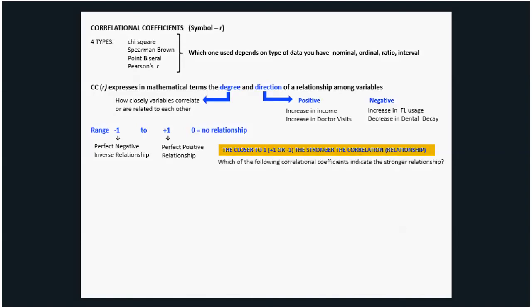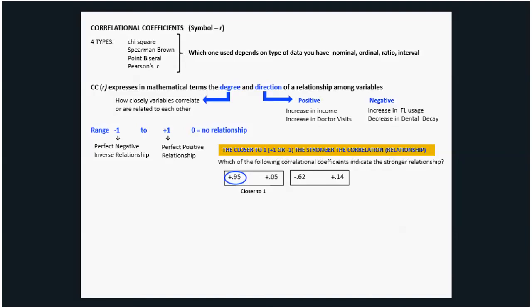So let's look at some examples. Which of the following correlational coefficients indicate the strongest relationships? If you've got a +0.95 and a 0.05 relationship, you have to ask yourself, okay, which one gets me closer to a 1, whether it's a -1 or a +1? And what happens is 0.95 gets me closer to 1. That indicates a very strong relationship, where 0.05 indicates a very weak relationship.